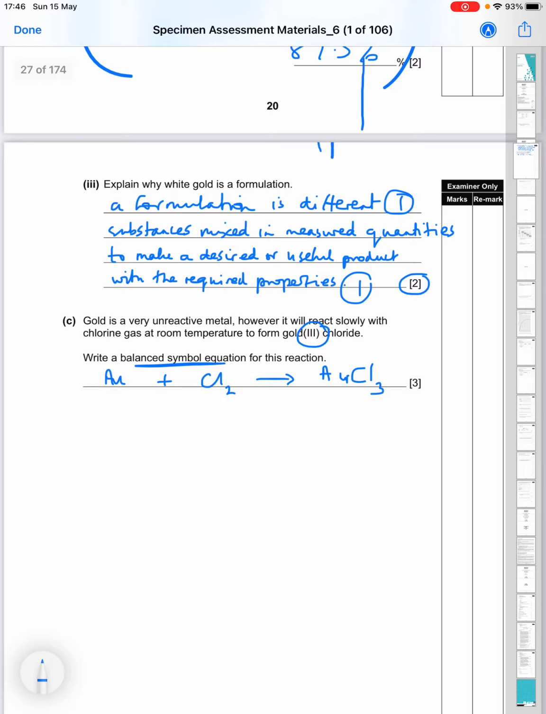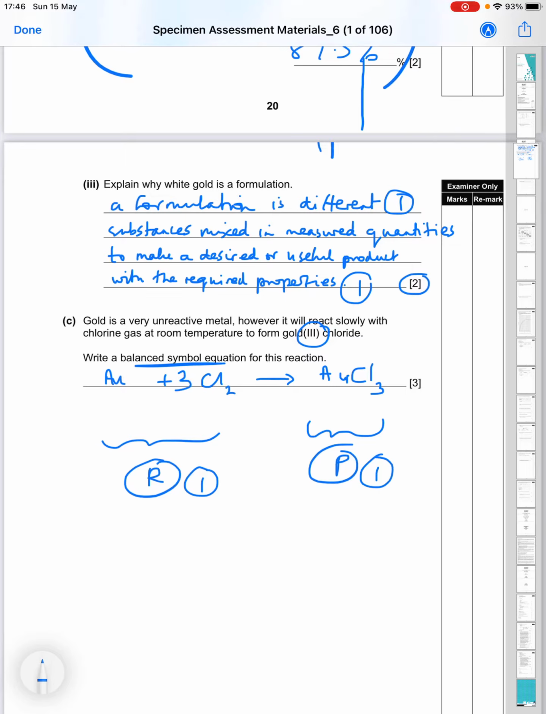And then, so you get 1 mark for the reactants, 1 mark for the products, and then your 3rd mark is for balancing it. So looking at this, we have 3 chlorines. The only way we're going to get anywhere with that is just to put a 3 in front of the chlorine molecule, and that means then we're going to need a 2 there and 2 in front of the gold. So 1 mark for the balancing.